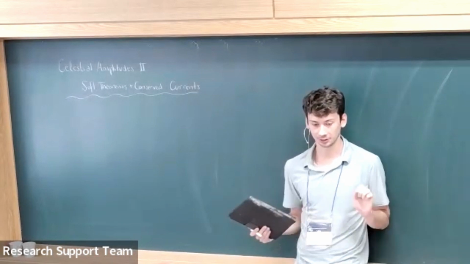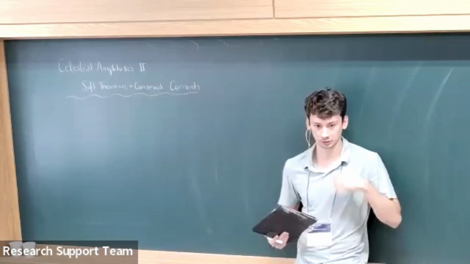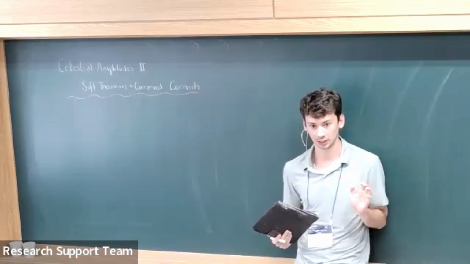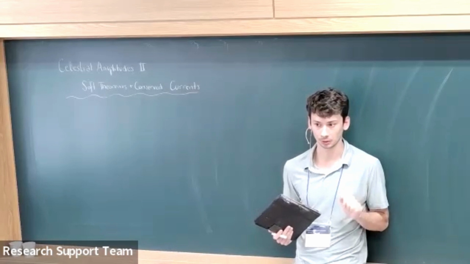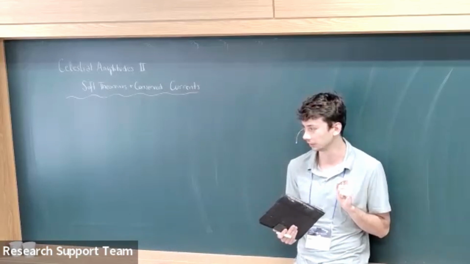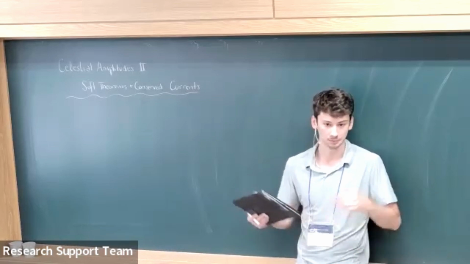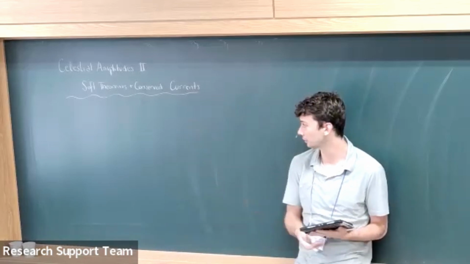So I've defined what a celestial amplitude is, but the next two lectures are going to be talking about certain properties of celestial holography that one can infer from relations in momentum space. So I'm going to be talking about very specific features that are particular to celestial conformal field theory that you might not expect in other conformal field theories. Okay, so these are particular to celestial holography.